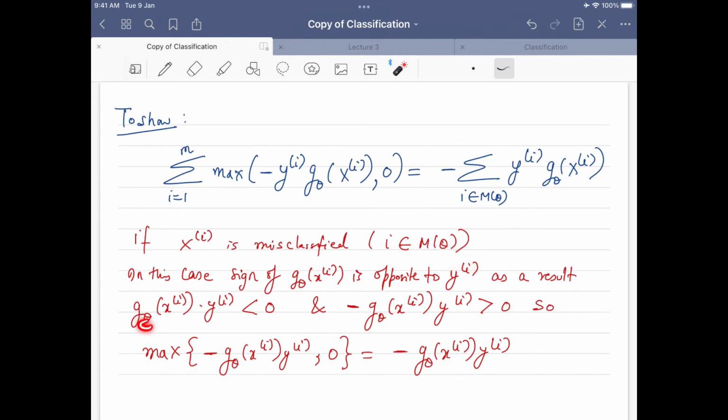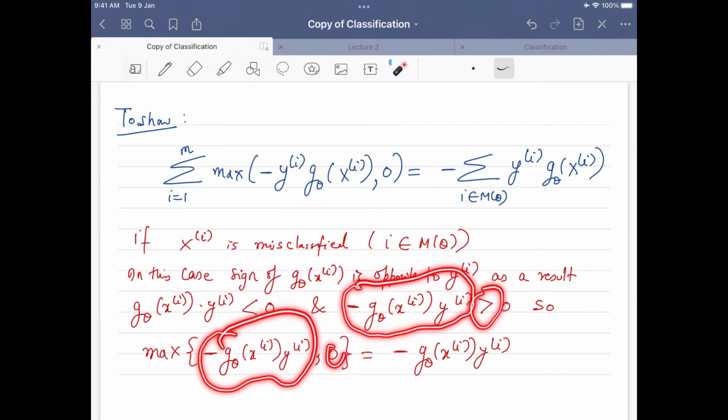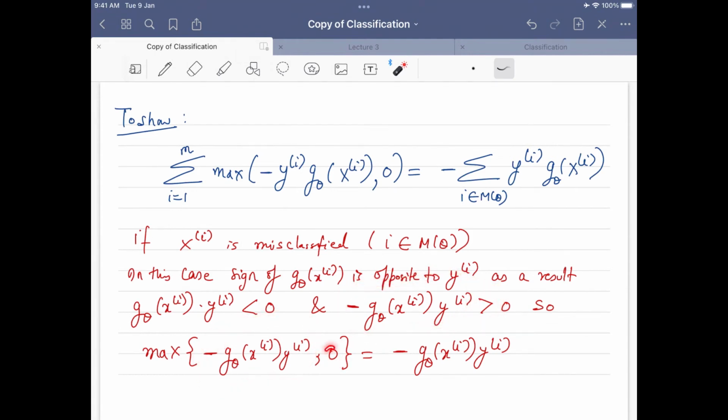So the multiplication will be less than 0. If the multiplication is less than 0 and you take the minus sign, then the inequality will reverse and it will become greater than 0. So if you take the max of either this or 0, it will give you this answer, because this particular expression is greater than 0 and this is equal to 0. So if you take the max of either of them, it will give you the answer as this.